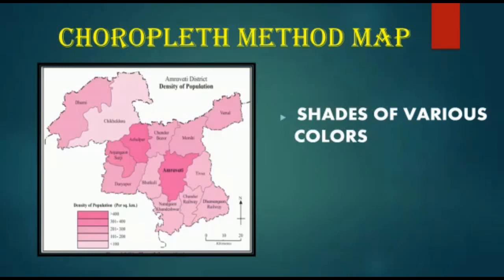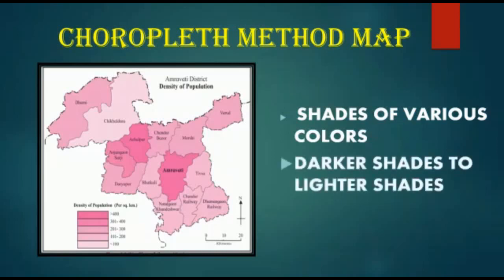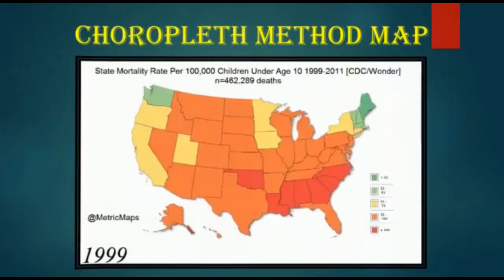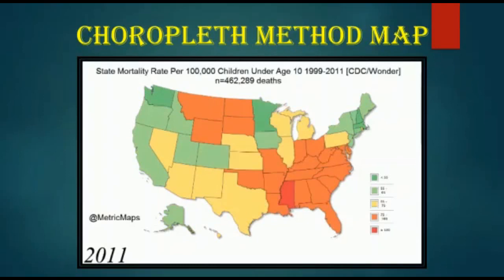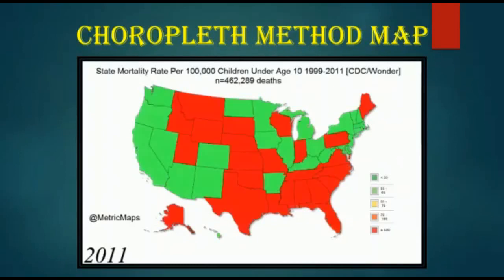So here we can say the different districts are shown with darker as well as lighter shades as per the data available. In a choropleth method map, color and shading represent data about an area. In the map, the shaded colors show what each color on the map represents. In such a map, one color is used with different shades of the color to represent the statistical data.